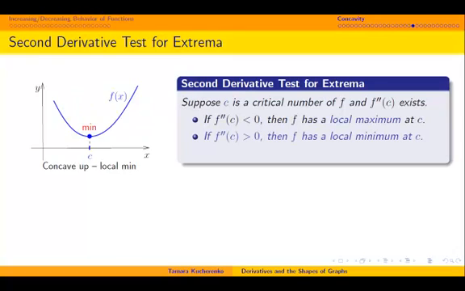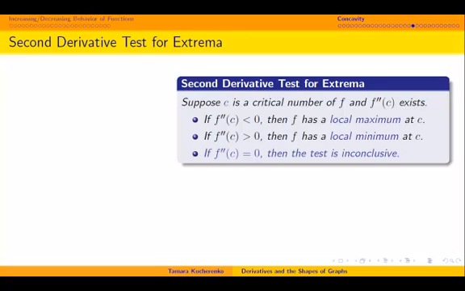Likewise, if f double prime at c is positive, then f is concave up near c. In this case, as you see on the graph, f has a local minimum at c. If the second derivative equals 0 at c, the test is inconclusive. In other words, at such a point, there might be a maximum, a minimum, or neither.